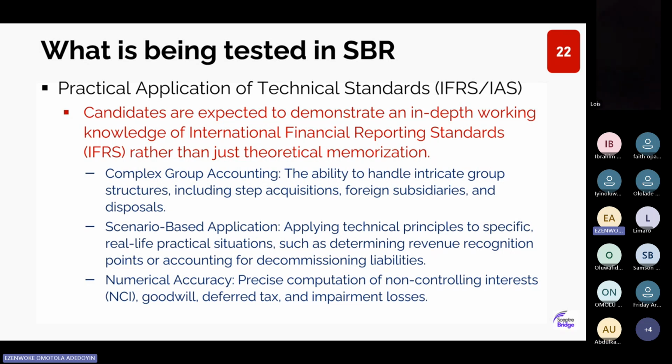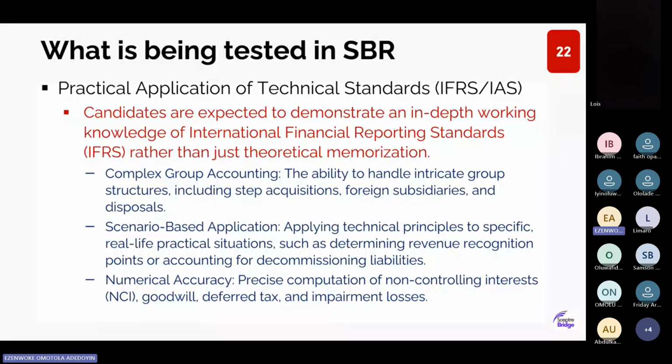So note the scenario-based application at SBR. They want you to be able to apply technical principles, and they are so serious about this. Corporate reporting did not just change to SBR for nothing. It changed because we're not just reporting corporate; you are saying what is strategic business reporting? And this strategic business reporting comes with scenario-based application. That's what it means to be strategic. You must be able to apply these technical principles to specific real-life practical situations.